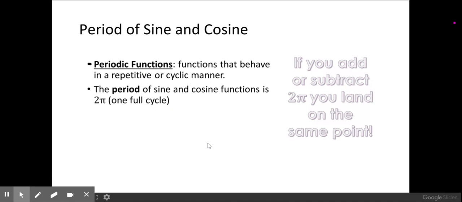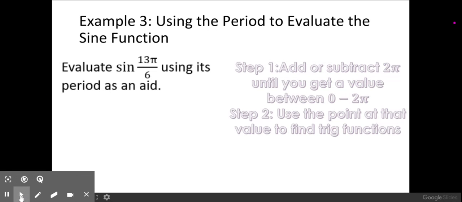Okay, so the last thing here, the period of the sine and cosine function. A periodic function is a function that behaves in a repetitive or cyclic manner. So it means we're going around in a circle. We saw that when we added or subtracted 2 pi, you can do that as many times as you want. So the period is always 2 pi, and that comes from that being one full cycle. If you add or subtract 2 pi, you land on the same point. We just saw that in the last example.